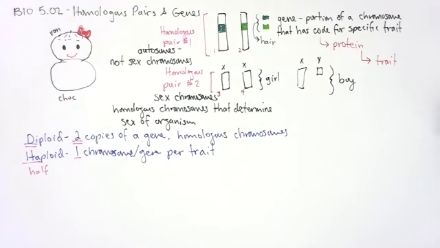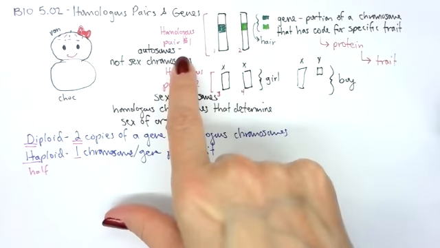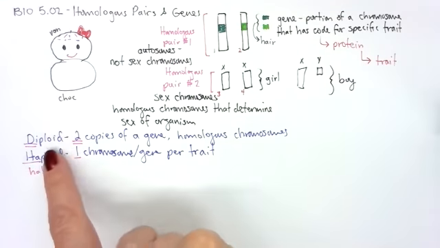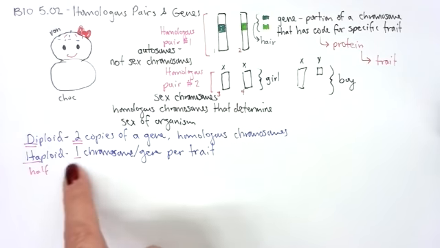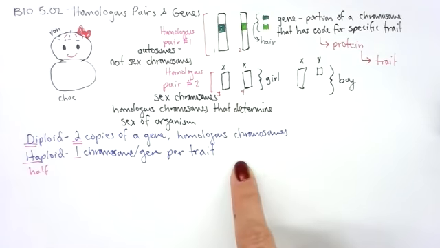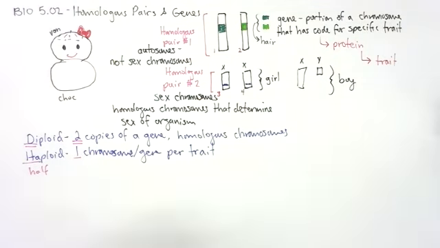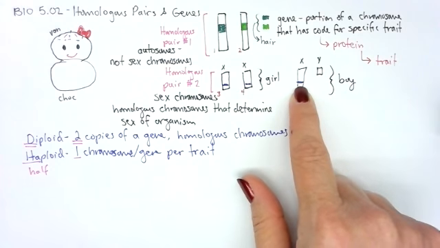We can talk about homologous pairs as sex chromosomes, which are a set that determines whether you're going to be female or male. And we have autosomes, which are any pairs that are not sex chromosomes. Diploid means you have two copies of a gene or a chromosome. We have homologous chromosomes. Haploid means you only have one chromosome or one gene per trait. So to wrap up, if there is a trait here on the X chromosome, what we're going to see down the road is if you're a boy, that's the one time you can be haploid. Because if you're a boy, you don't have that second X chromosome, so you're actually haploid for that trait.